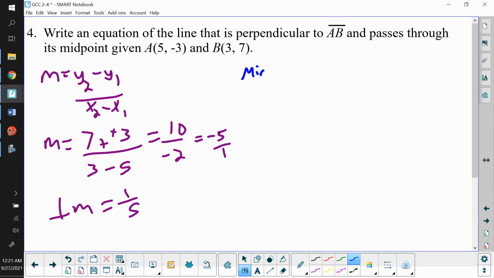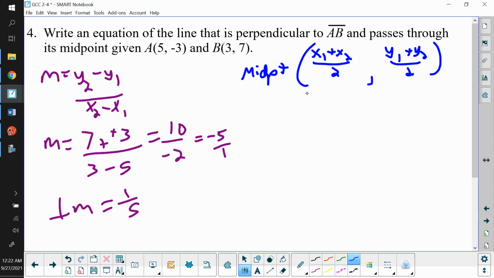Now, the other thing we need is for our point, we need the midpoint. So this is where we practice that formula at the beginning of the lesson. So our midpoint formula, you add your x's and divide by 2, then comma, because it's a point, add the y's and divide by 2.